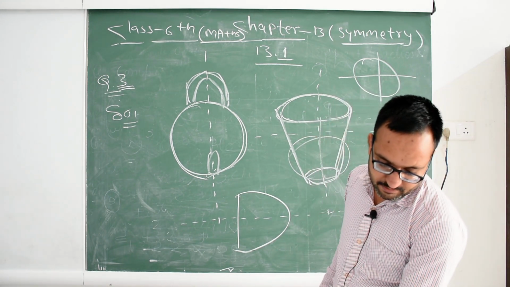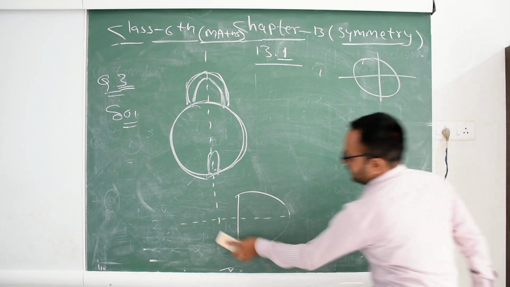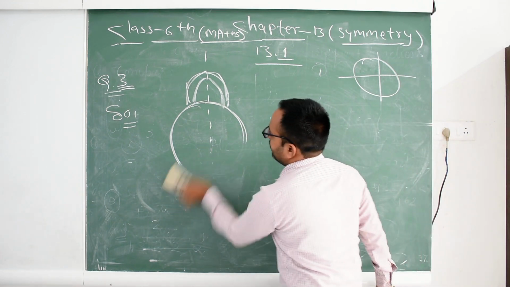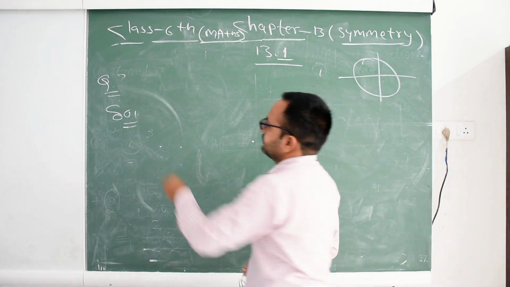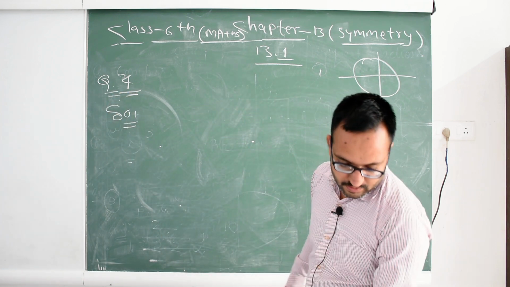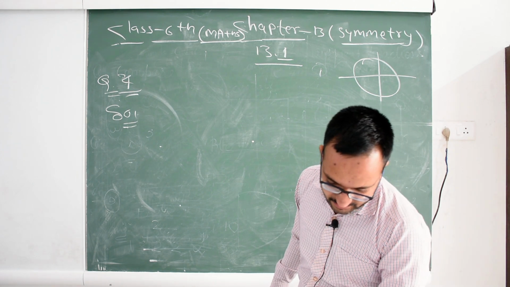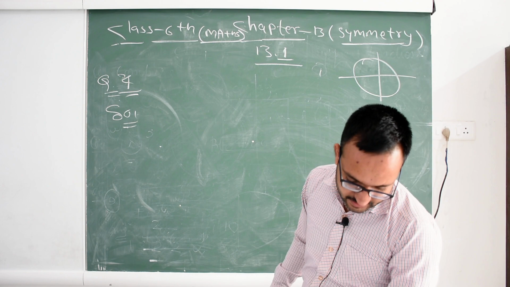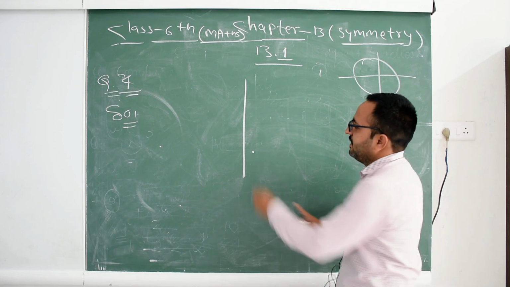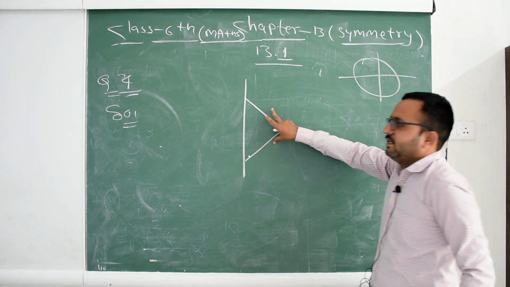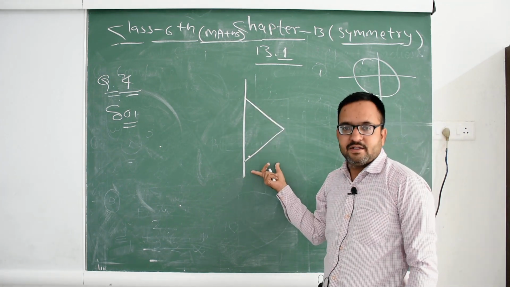Now question number 4: draw the sketch. We have an incomplete portion of the figure in question number 4. Copy the following figure on square sheet paper, which you have used in your arithmetic notebook earlier, and complete it such that the dotted line is the line of symmetry. Now we have a line of symmetry, and this is an incomplete figure. Now we complete this figure.